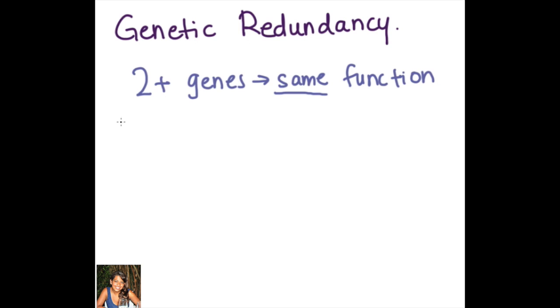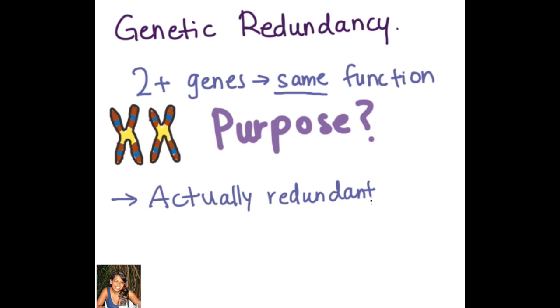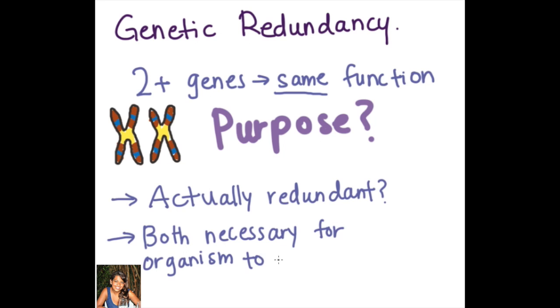Before we begin, functionally redundant genes are defined as two genes that serve the same function in a single organism. There are conflicting theories regarding the purpose of these genes. Are they actually redundant, or are both genes necessary in order for the organism to be functional?